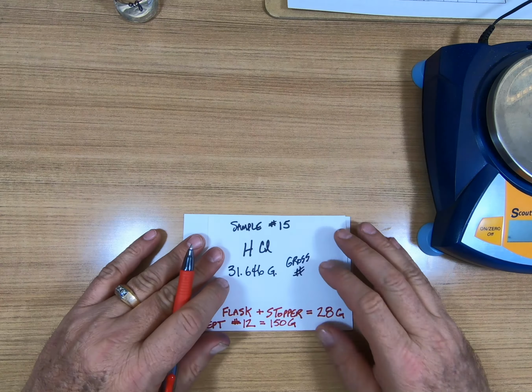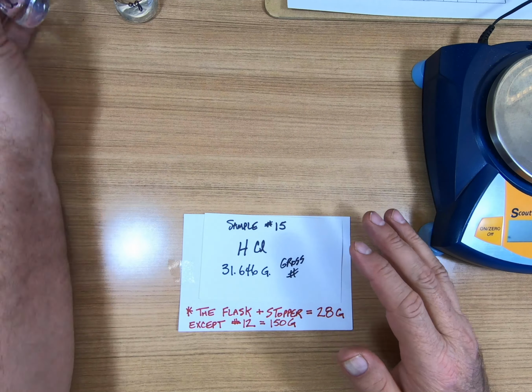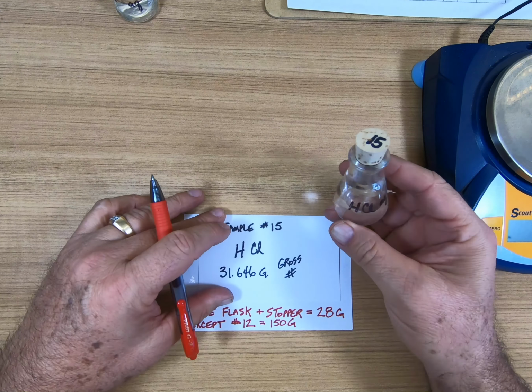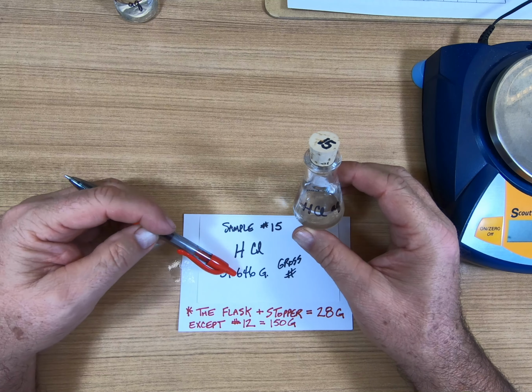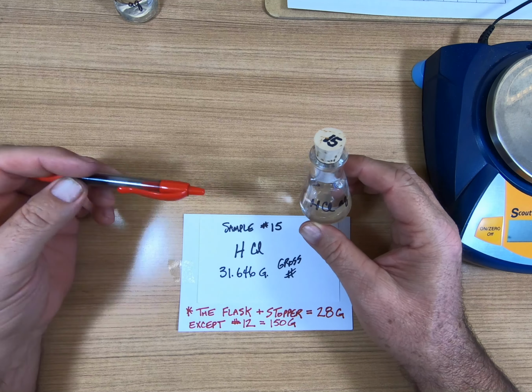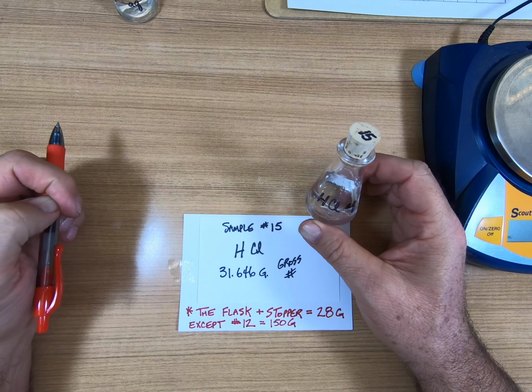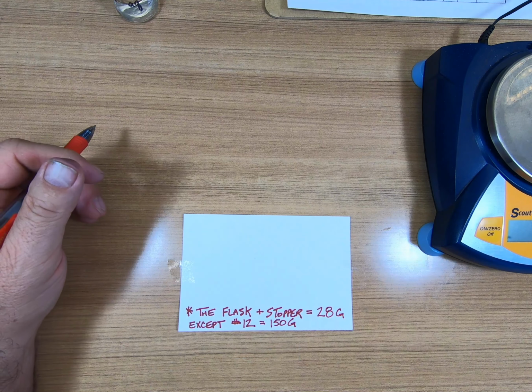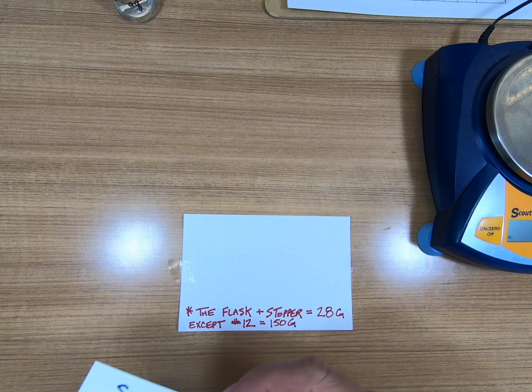All right, the last 5, HCl. HCl is a very common acid. It is used in chemistry. AQ in there means it is aqueous. It is in water. It is an aqueous solution. So we have 31.646 grams. That's the gross weight. So that's 15.